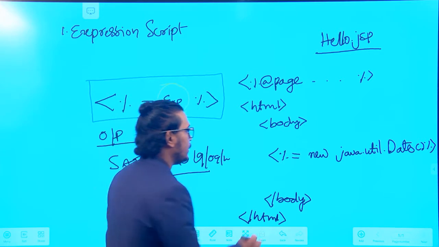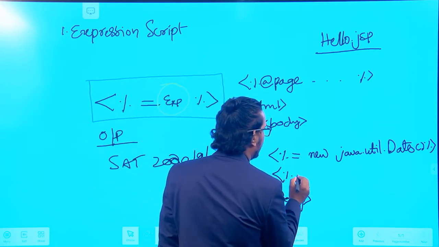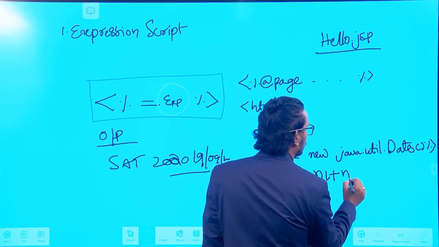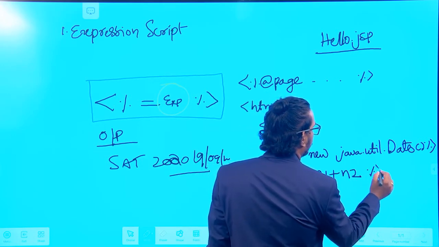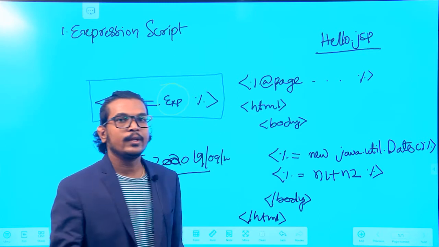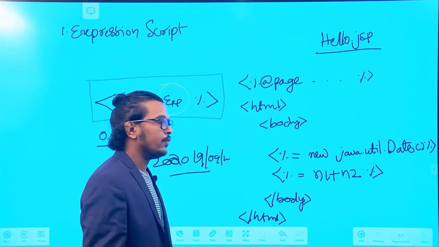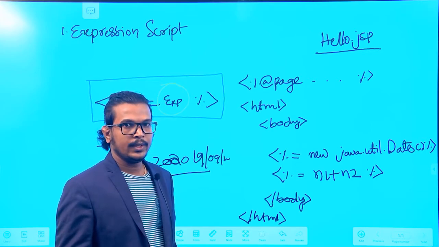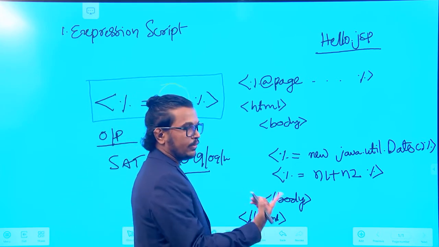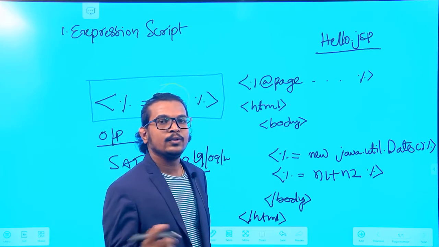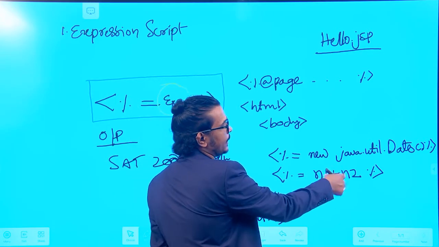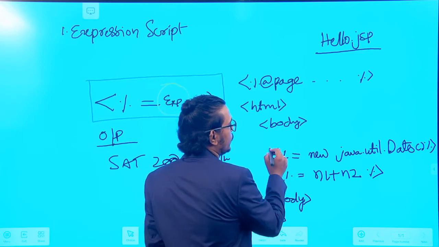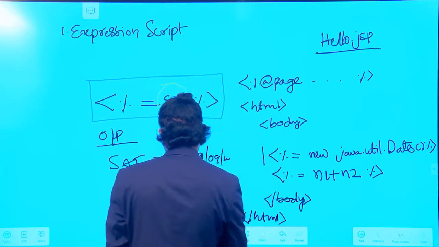Next, if you want to display any other expression, for example, I want to display n1 plus n2. You don't know the n1 plus n2, right? What is the n1 value? What is the n2 value? You have to define the n1 value and n2 value there. Then only you can do the computation here, n1 plus n2. Clear?